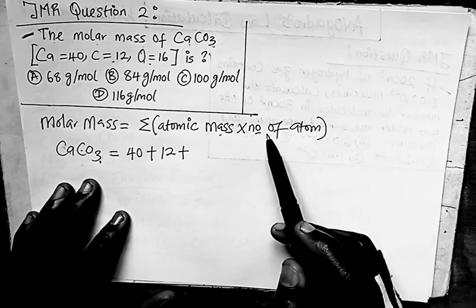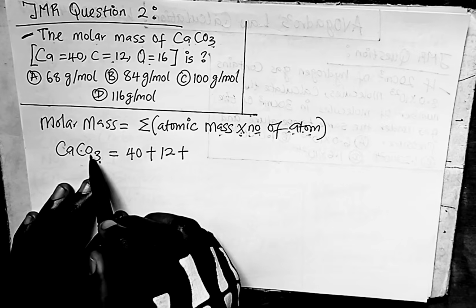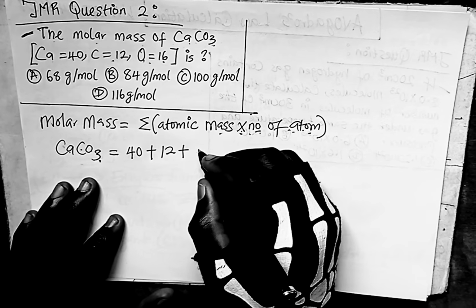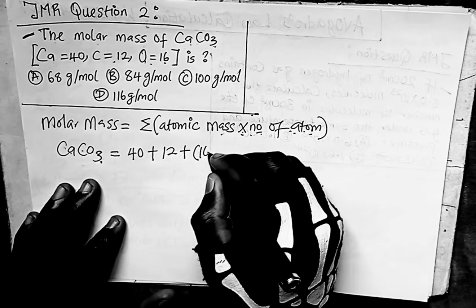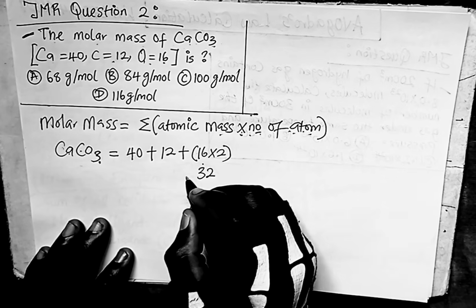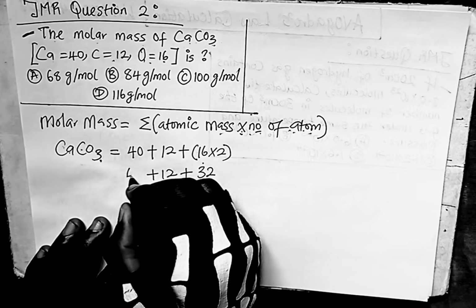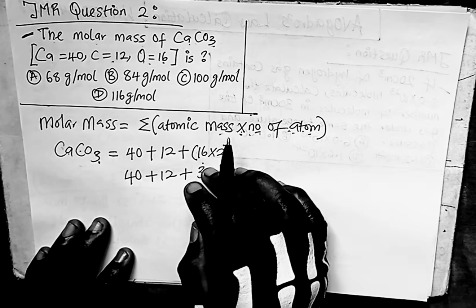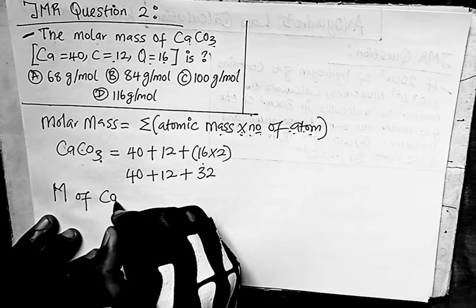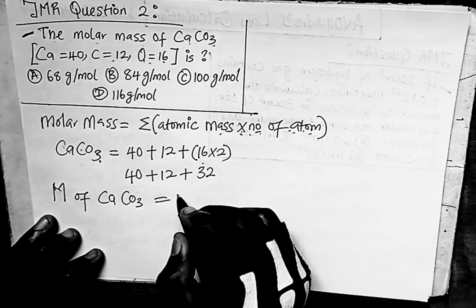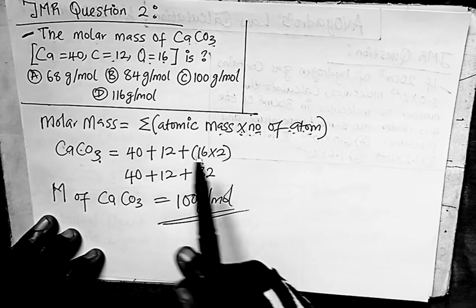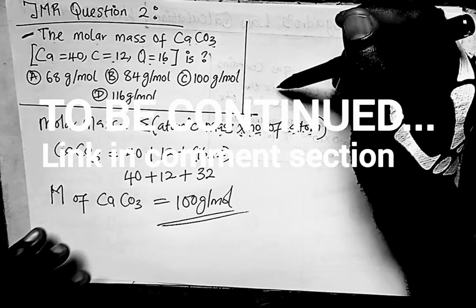And you know that for oxygen, look at it, we multiply by the number of atoms. We have 3 atoms of oxygen. So we are going to times this atomic mass by the number of atoms. Okay, that's 16 times 3, which will give you 48, plus 12 plus 40. If you simplify this, it is going to give us the molar mass of CaCO3 equal to 100 gram per mole. So among the options, pick the correct option and drop it in the comment section so that I will believe you understood.